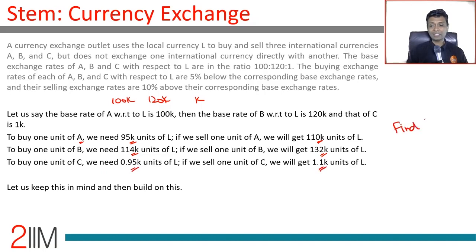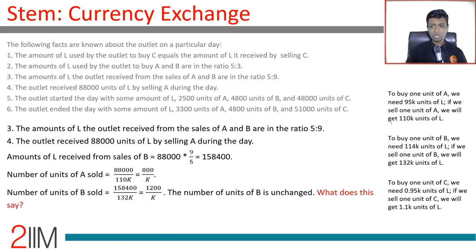We'll need to find K. I'm assuming that's sitting somewhere in this question. So I put this somewhere here because I want to keep an eye on it. The outlet received 88,000 units of L by selling A during the day, and the amount of L received from sales of B, the ratio is 5:9. This is 88,000. Find this number. We've already discussed this. 88,000 into 9 by 5, which happens to be 158400. And so you've received this many units of L from sales of B.